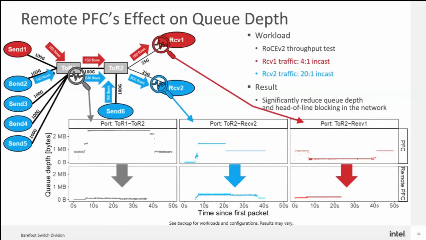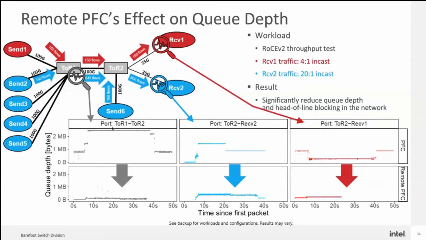And what we did is we collected the actual queue depth utilization on the switches using the device telemetry feature of our Tofino switches on 3 different ports. The main port we are interested in, of course, is the link between TOR 1 and TOR 2. But we also collect data from the links that go from TOR 2 to both receivers, the red one, receiver 1, and the blue one, receiver 2.